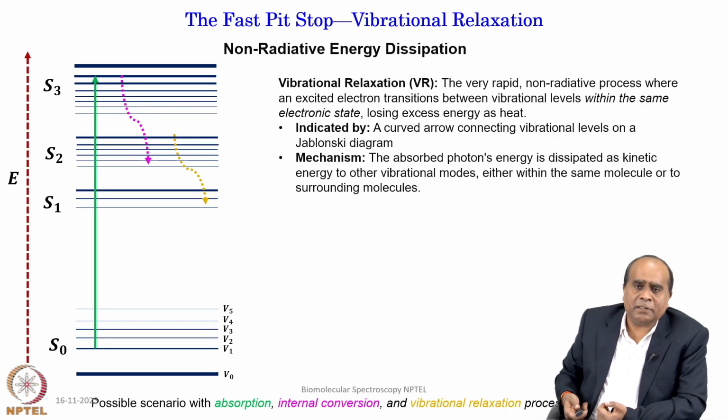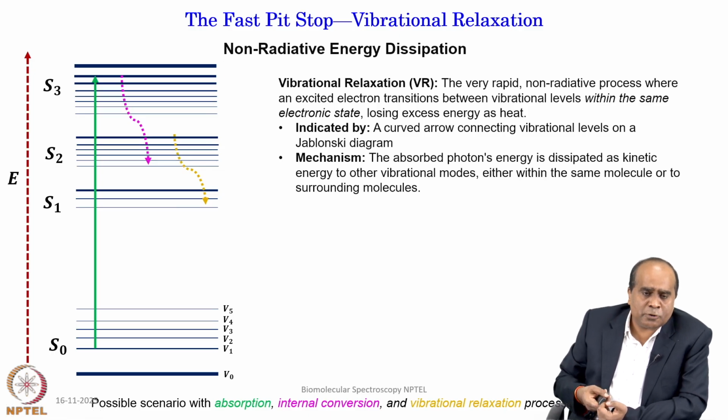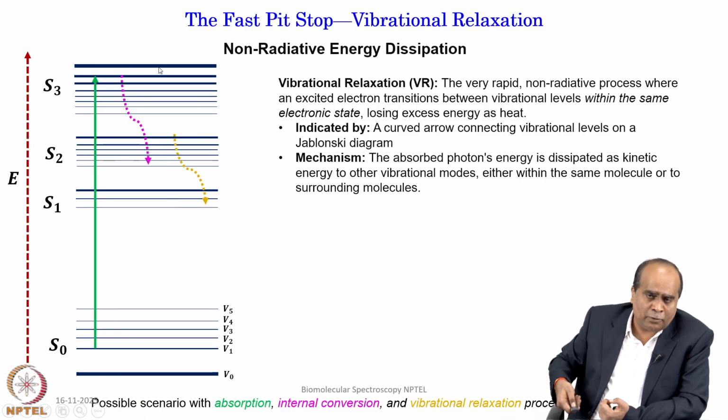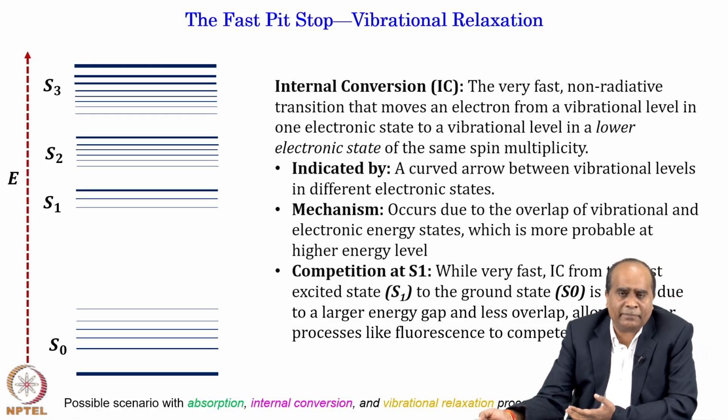So, it is a very rapid non-radiative process where an excited state electron transitions between different vibrational states within the same electronic state. If you look here, within the same electronic state this energy is getting dissipated, and from a different electronic state coming here, that is internal conversion; this is called vibrational relaxation. In both of these cases there is no radiation coming out. Radiation was only used for exciting from ground state to the excited state. These are non-radiative processes, right. So, that is the first pit stop, vibrational relaxation.